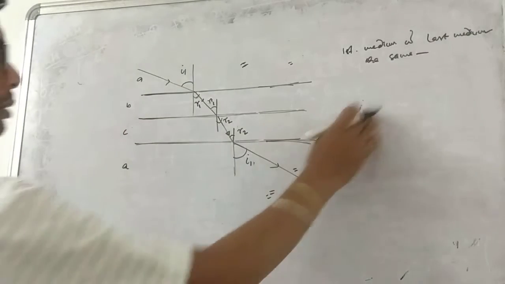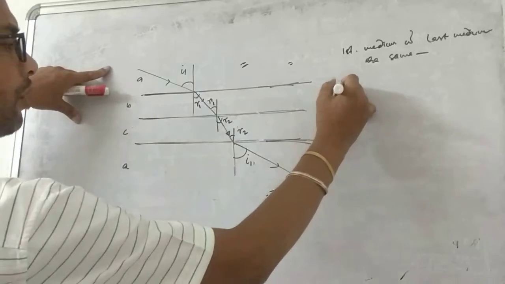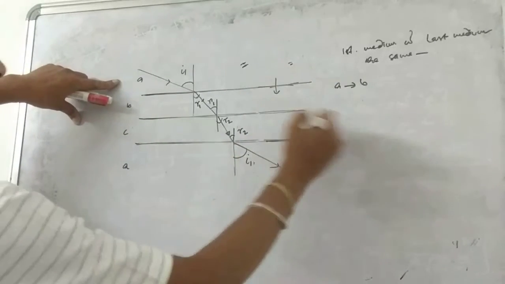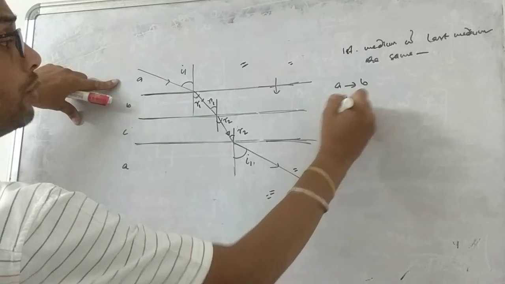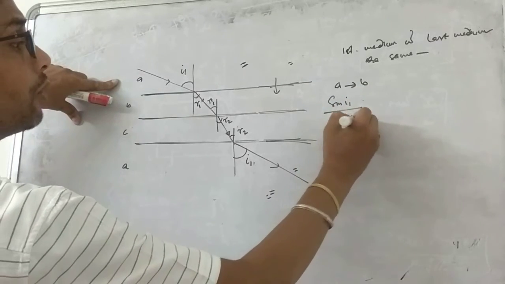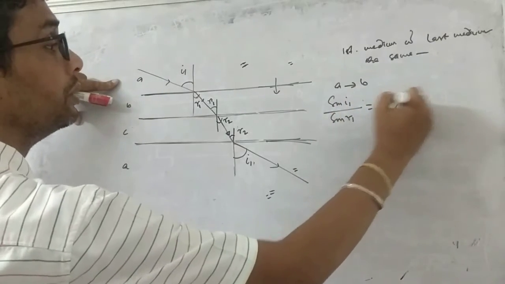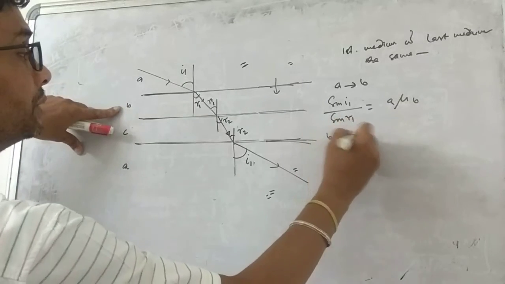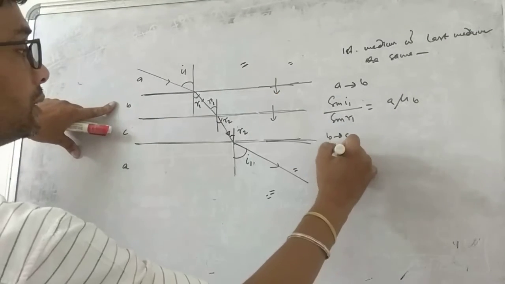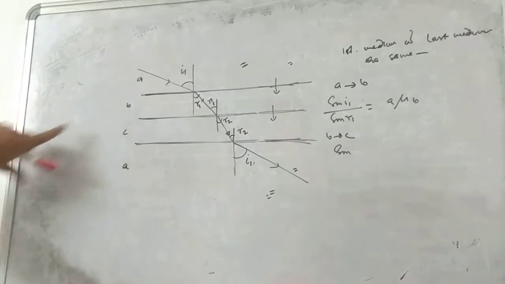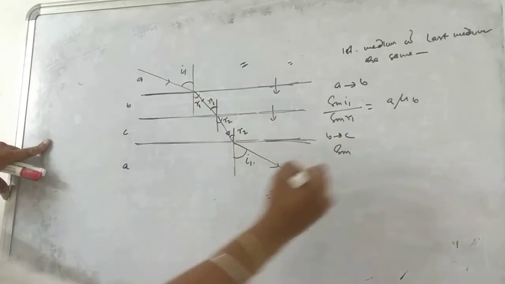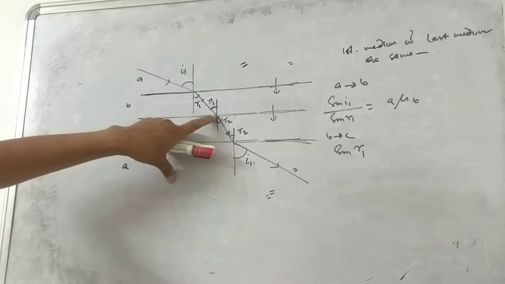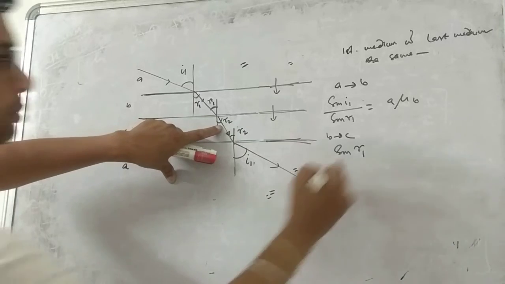So when refraction happens from A to B, from this to this, sin I1 by sin R1 is nothing but mu B with respect to A. Next, refraction from B to C, from this to this: the angle of incidence from B is R1, and the angle of refraction is R2.